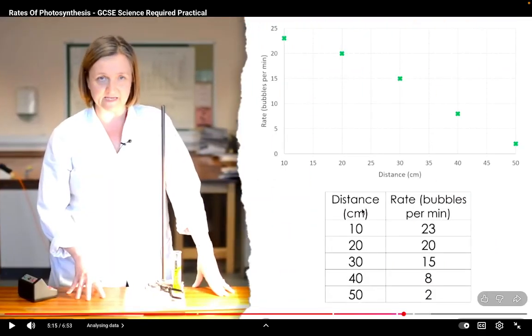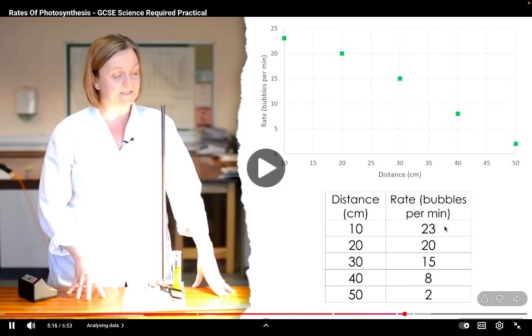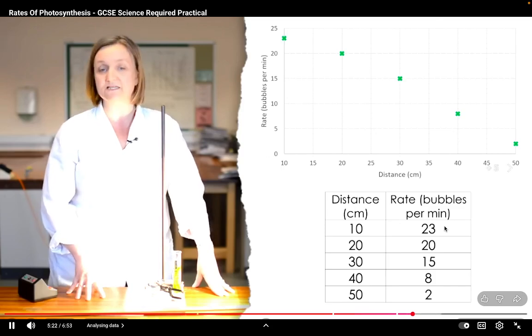I think you can see we are increasing the distance. That means the further we go from our light source, the number of bubbles in 1 minute is reducing. That means the closer we were, the more bubbles we produced, which says the rate of photosynthesis was high, of course, as the distance from the light decreased.